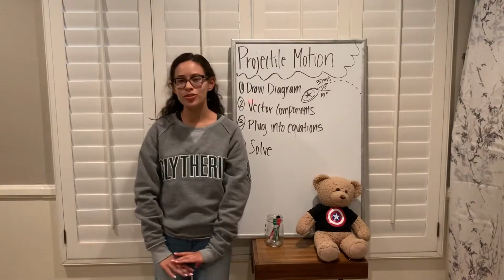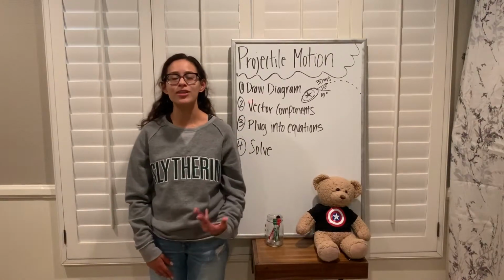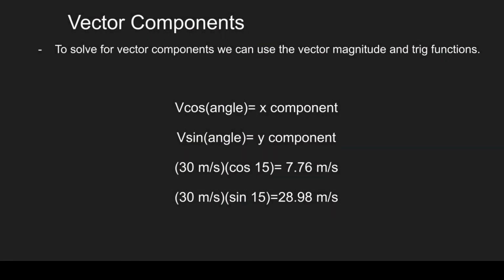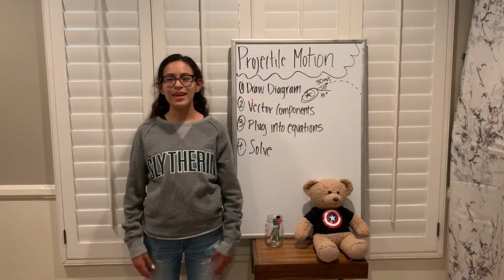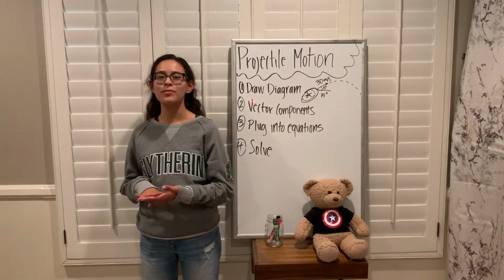Next, we're going to need vector components in order to continue to break down and solve this problem. In order to solve for vector components, we can use the vector magnitude and trig functions. We take the full magnitude times cosine or sine of the angle, and then we solve. Now that we've solved for our vector components, we can begin to solve.